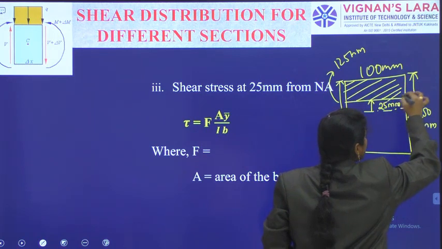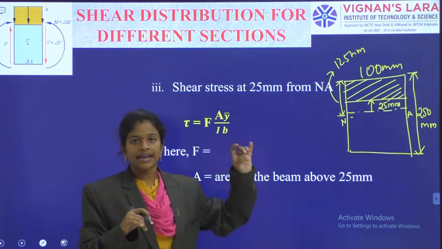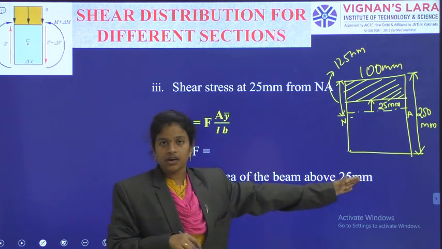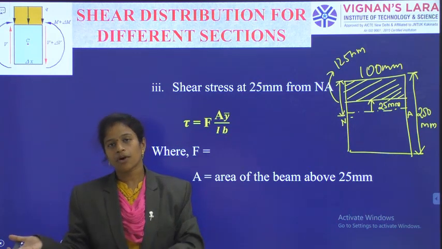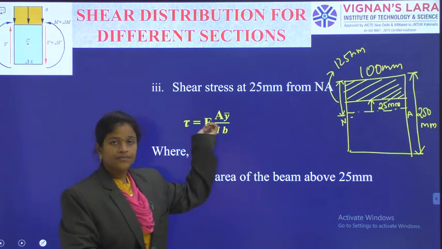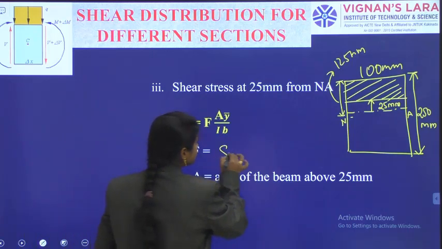Without remembering the formula, by using the basic concept and analyzing for area A, I, and Y bar, you can solve it. In that way I am calculating. Otherwise, if you remember, you can use the formula F A Y bar by I into B, where capital F is equal to the shearing force at the section.